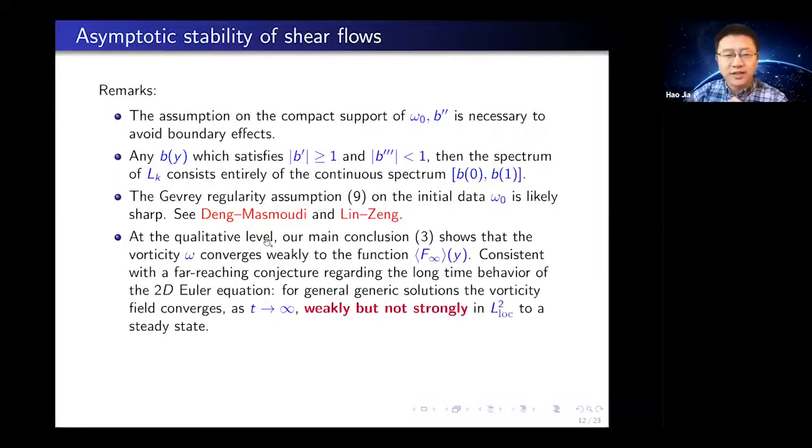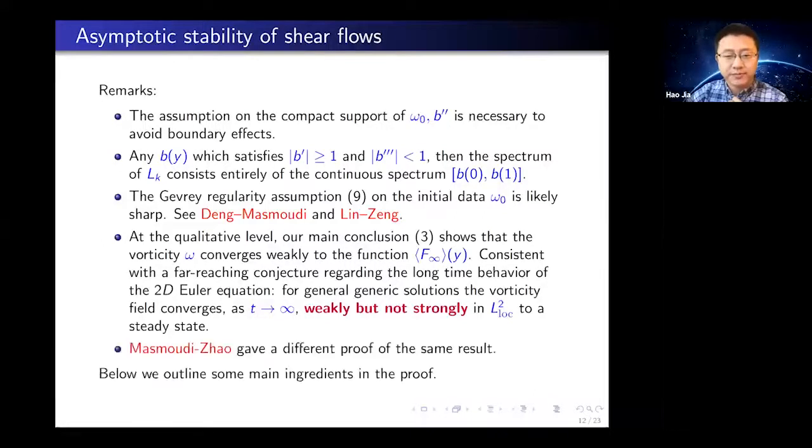It's not clear how to prove such a conjecture, of course. But the results we have so far are consistent. Lastly, let me mention that Masmoudi and William Zhao recently also have a proof of the result, which is different from this.